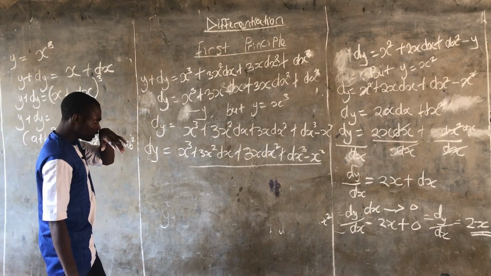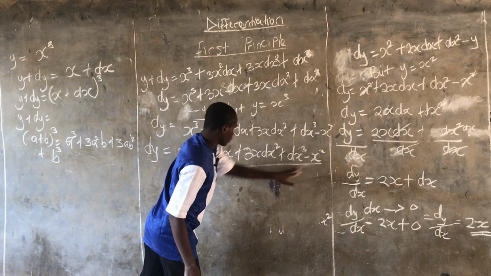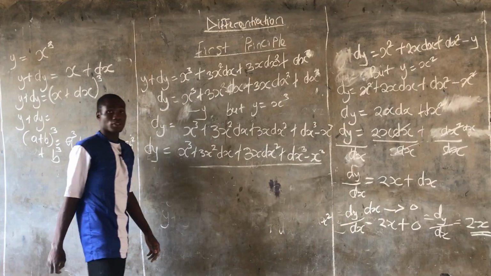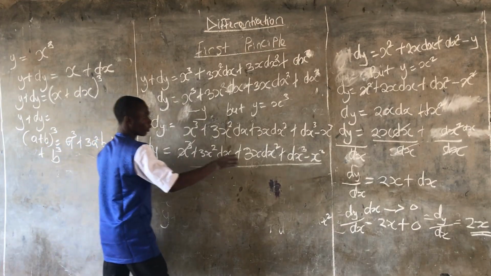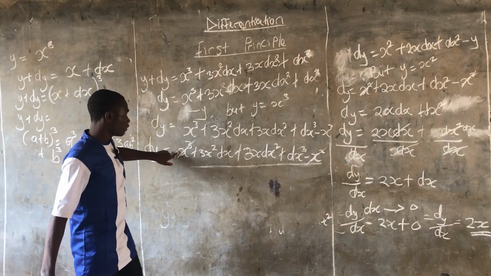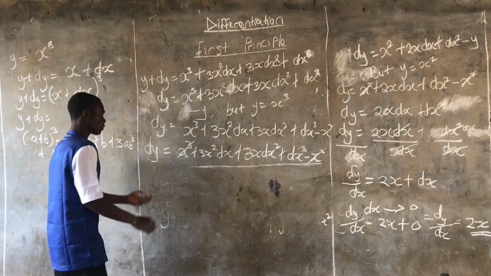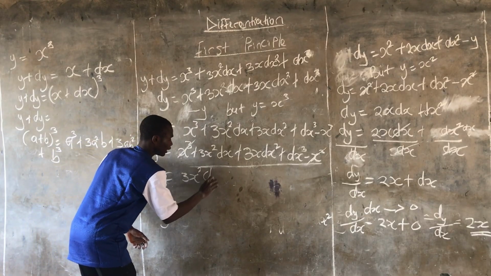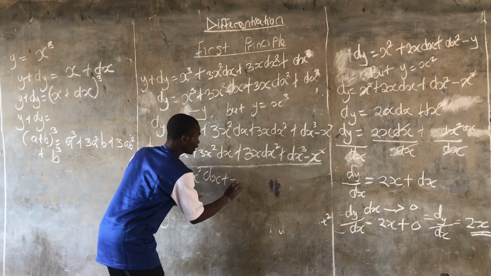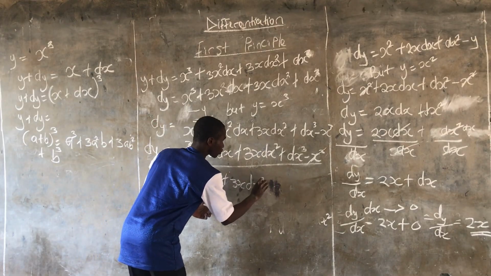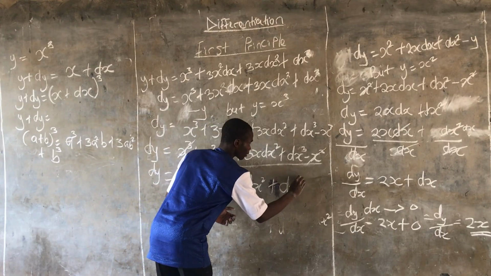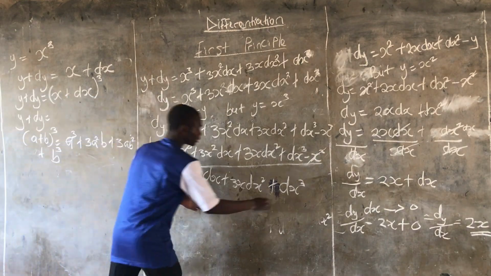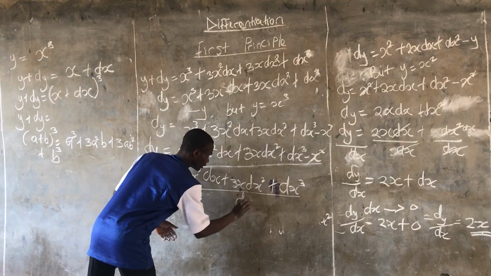Getting to this place, before we divide by ds, we have s plus 3, s raised to power 3, and minus s raised to power 3. So this we cancel, because this is positive and this is negative. So in getting to this place, we can now say our dy is equal to 3s raised to power 2 dx plus 3s dx raised to power 2 plus dx raised to power 3. So getting to this point, we divide both sides by dx.